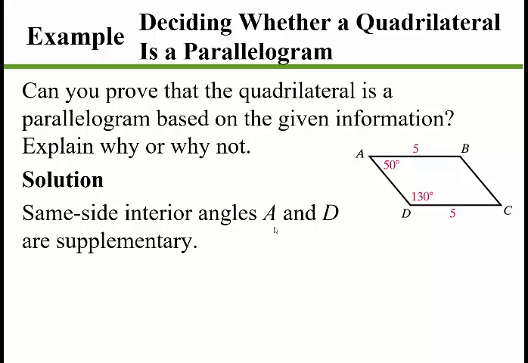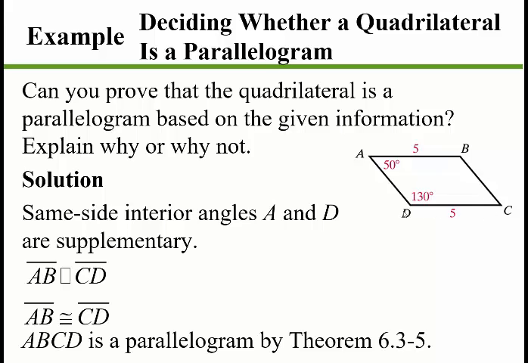Well, the solution: same-side interior angles A and D are supplementary. That's great. So what that means is that AB, and forgive the typo here, AB is parallel to DC. And they're parallel, and AB is congruent to CD. So thus ABCD is a parallelogram by theorem 6.3-5. So you're just looking to show with the theorem that I was able to show that these two are parallel and congruent, so I use the theorem to say that it's a parallelogram.